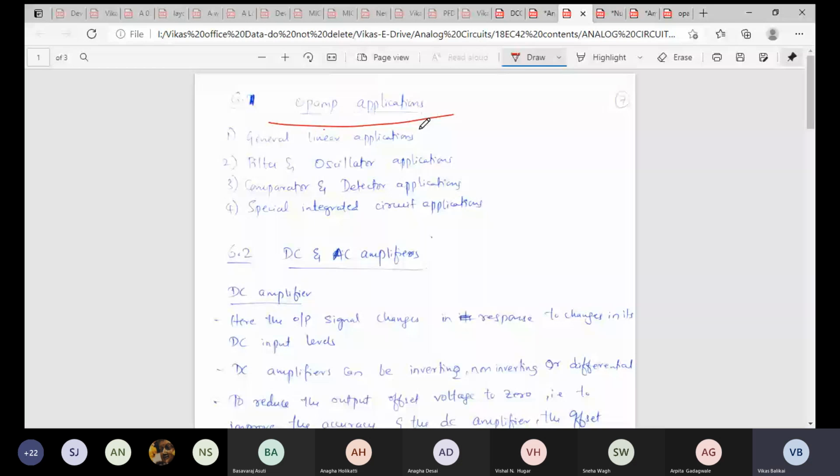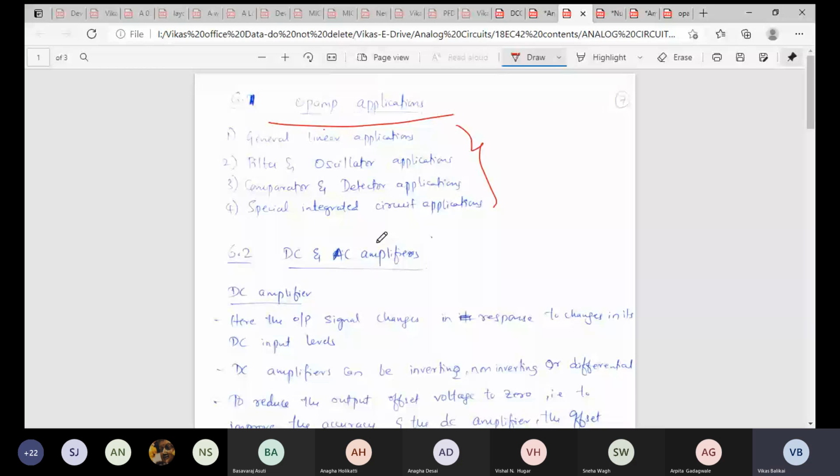One is general linear applications, the second one are filter and oscillator applications, the third one being comparator and detector applications, and the fourth one special integrated circuit applications. So with these 4 categories, your entire syllabus is being bifurcated, and you are going to learn different applications, and we'll see which category they are going to fit in, whether general linear applications, filter and oscillator applications, comparator and detector applications, or special integrated circuit applications. We're going to see about them.